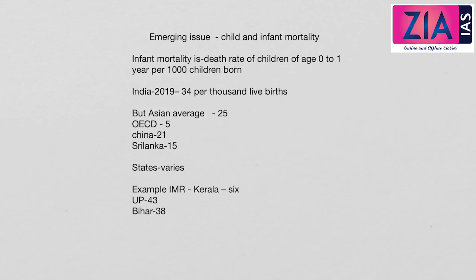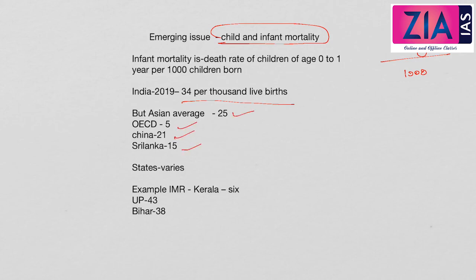Next, we'll talk about emerging issues, child and infant mortality. Infant mortality is the death rate of children of age 0 to 1 year per 1,000 children born. Okay, 0 to 1 year per 1,000 live births is called the infant mortality rate. India's 2019 statistics say that it is 34 per 1,000 live births, but when you compare Asian countries, it is very less, 25, OECD countries 5, China it is 21 and Sri Lanka it is 15.